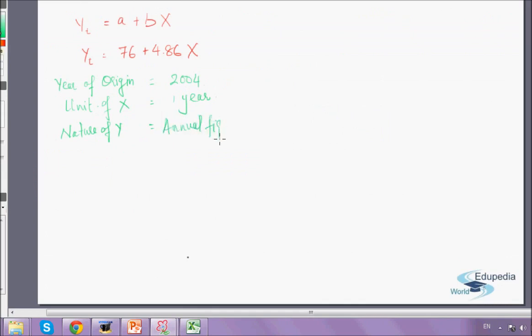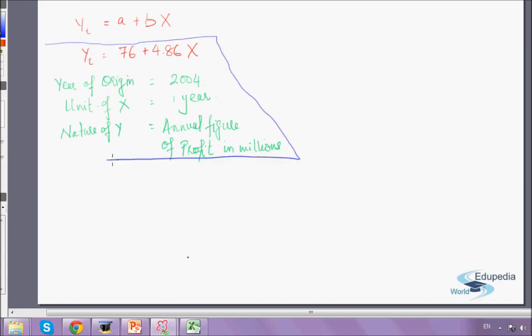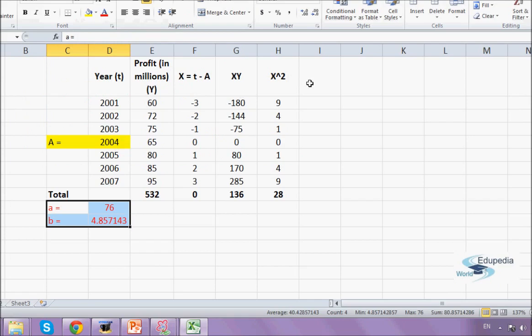Annual figure of profit in millions. Fine, so this is our final answer. This is the way in which you should write the solution. Alright, but is that the end? Of course it is, but in case they ask you to find further the values of the trend, we can do that here.